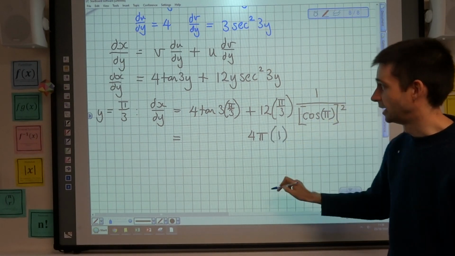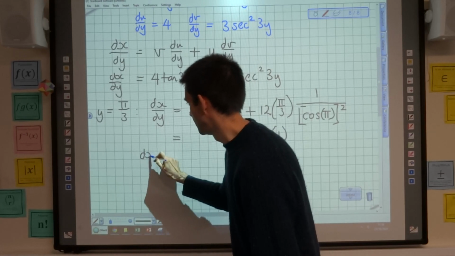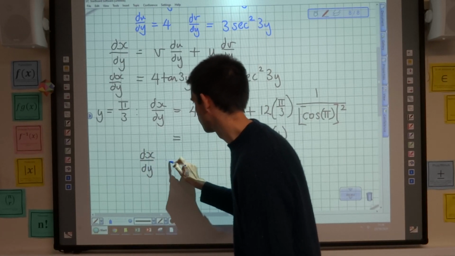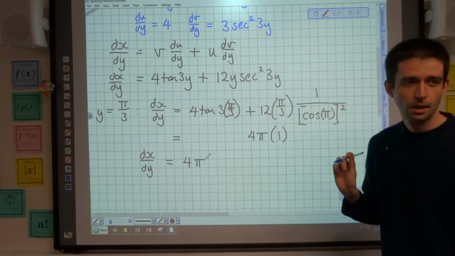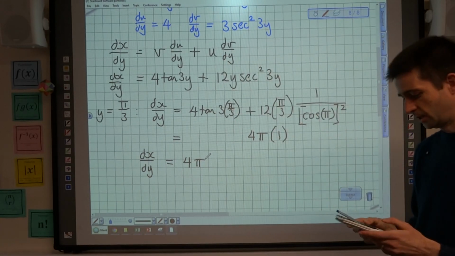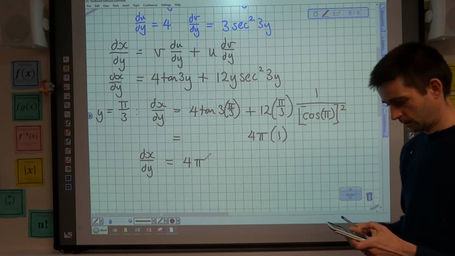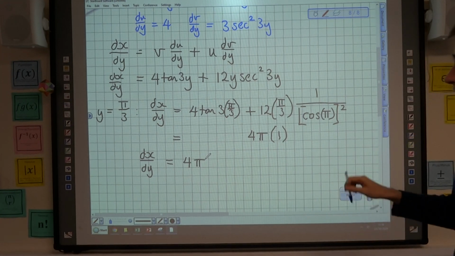So actually what we're getting as our value of dx/dy is 4 pi. Just going to check that. I'm always telling my students they should know these. Cos pi is negative 1. Yeah, there we go. So 4 pi.